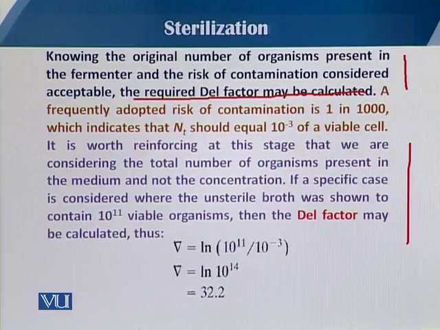Take an example where the unsterile broth was shown to contain 10 raised to the power 11 viable cells. Then the del factor may be calculated. The del factor is equal to ln of 10 raised to the power 11 over 10 raised to the power minus 3, and then the answer will be 10 raised to the power 14. When we take the natural log of 10 raised to the power 14, the answer is 32.2. So this is the del factor when there are 10 raised to the power 11 viable cells.